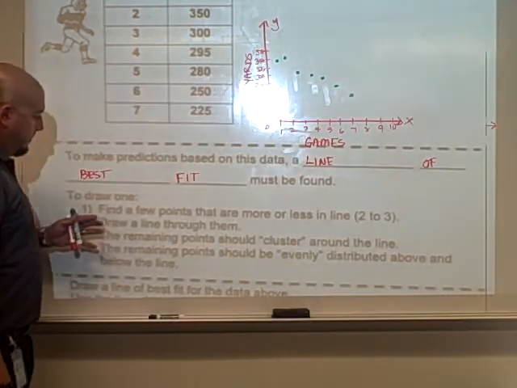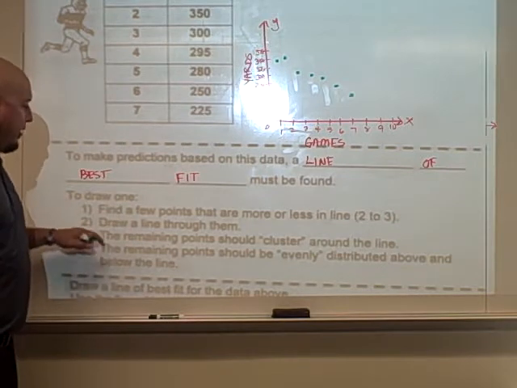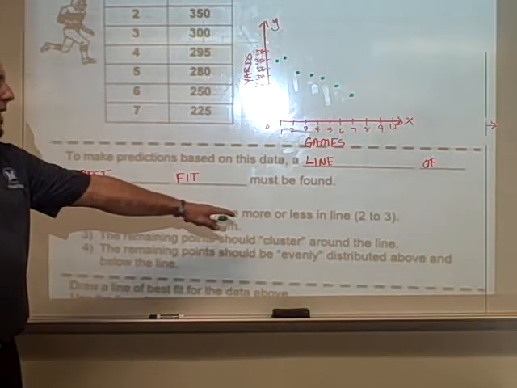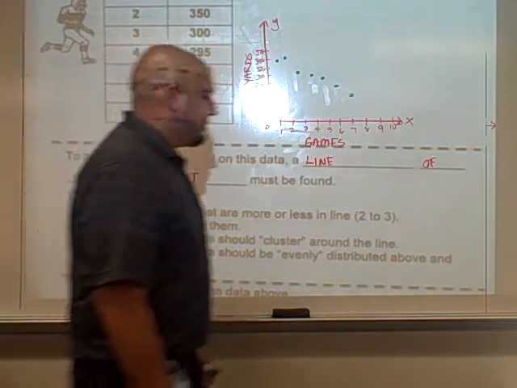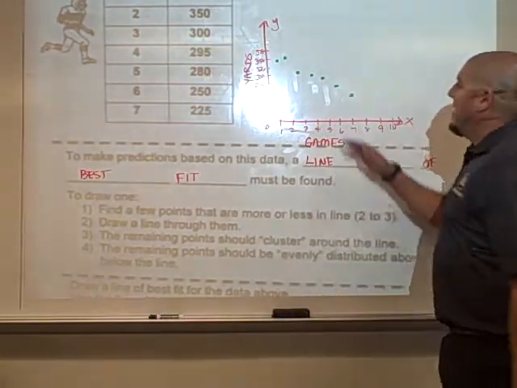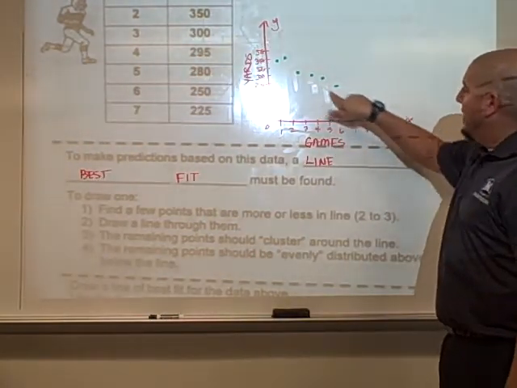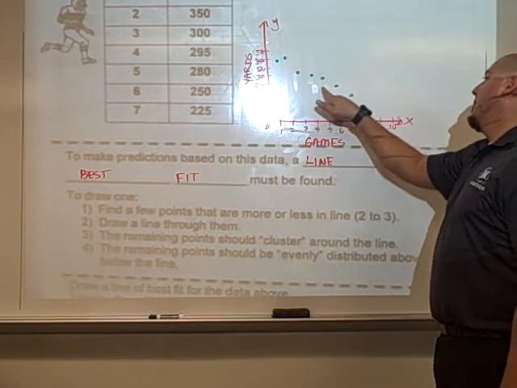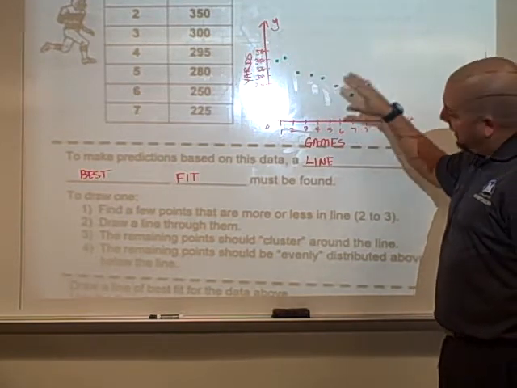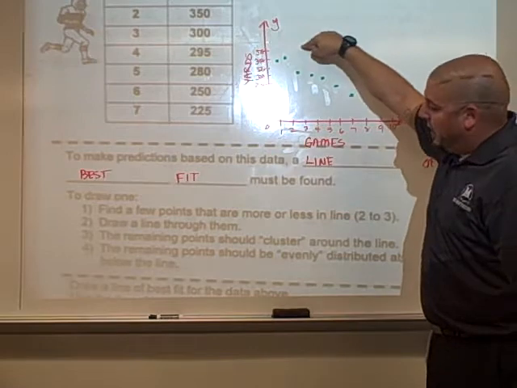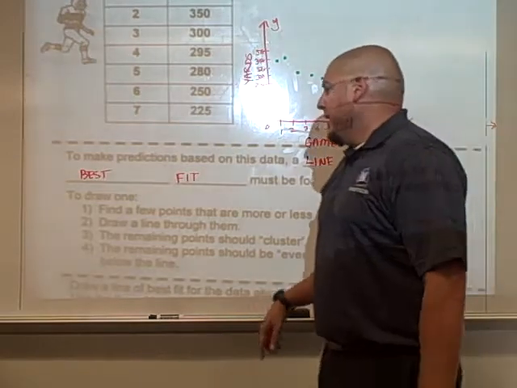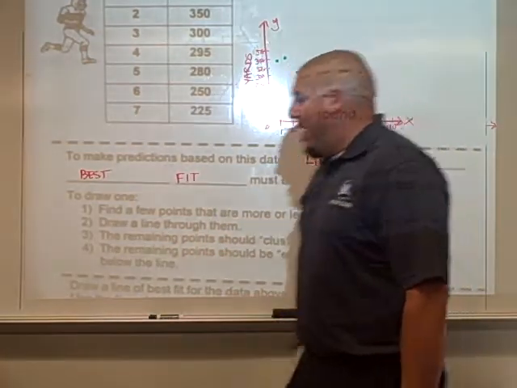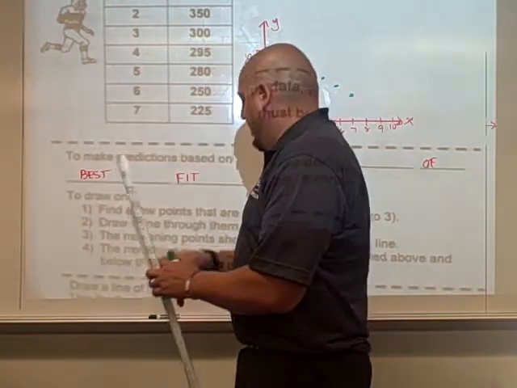So how do we draw one? Okay. Well, to draw one, you find a few points that are more or less in a line, 2 to 3 points. So if we're looking at our data right here, we have 3 points that are kind of in a line. Here's another point that's up here in a line. So we do have some information in a line. So here we found the points that are in a line. Then it says draw the line. So once you've found those points, go ahead and draw your best fit line.